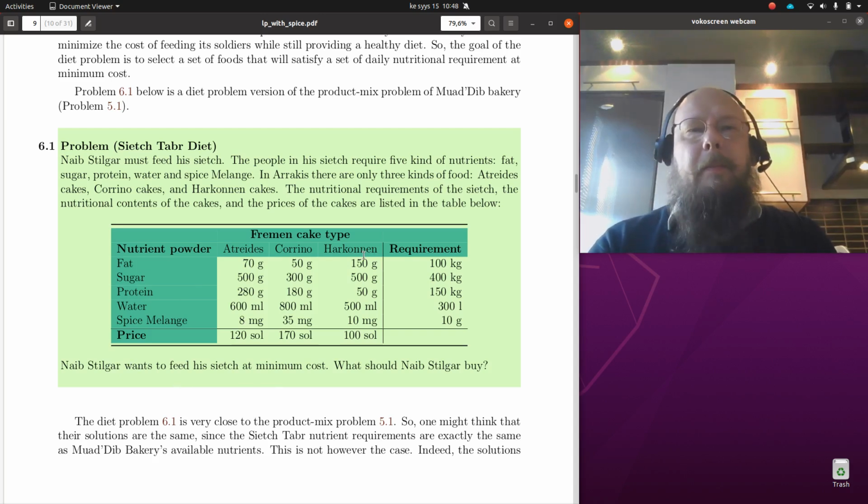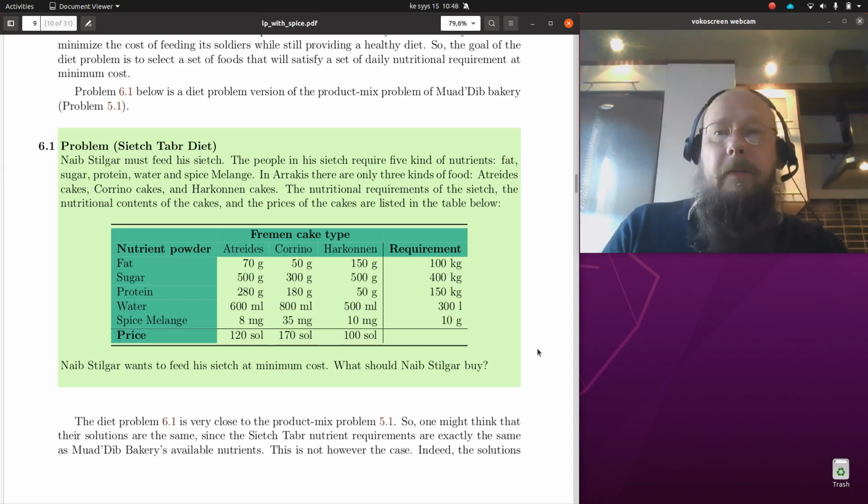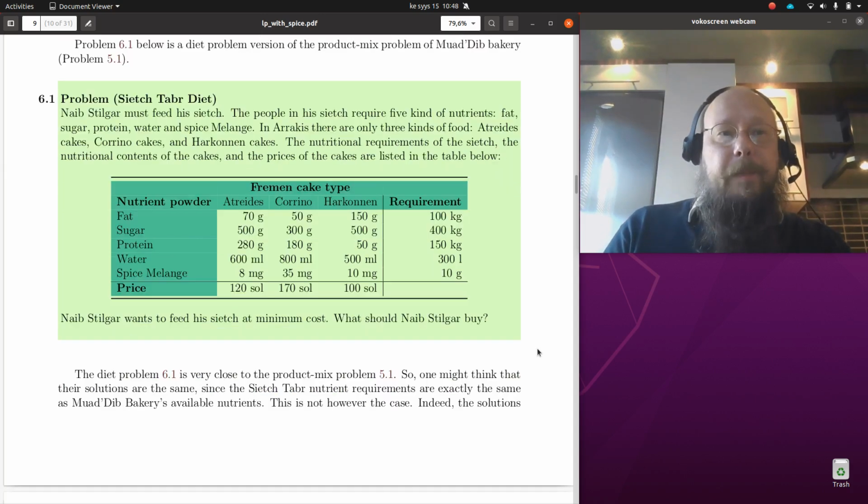so at the minimum cost. And what are our constraints? The constraints are that we have to have this amount of nutrients for the population of the seeds, tabro.